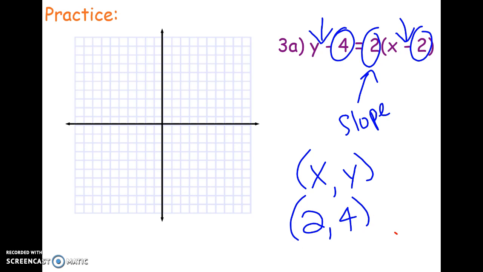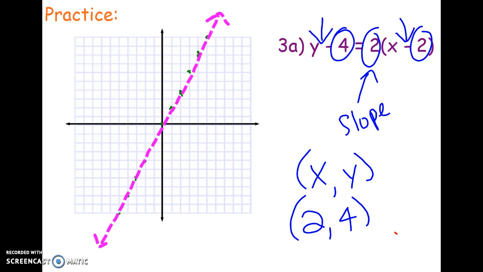So then all I have to do from there is plot that point and then perform my slope, which is 2. Up 2, right 1, up 2, right 1, up 2, right 1. Opposite direction, down to the left, down to the left, and so on. And then I can connect those for my line.